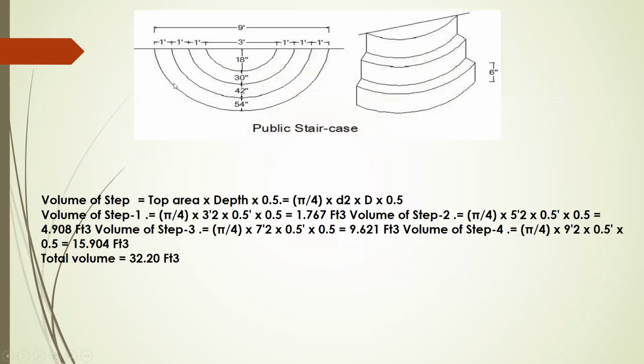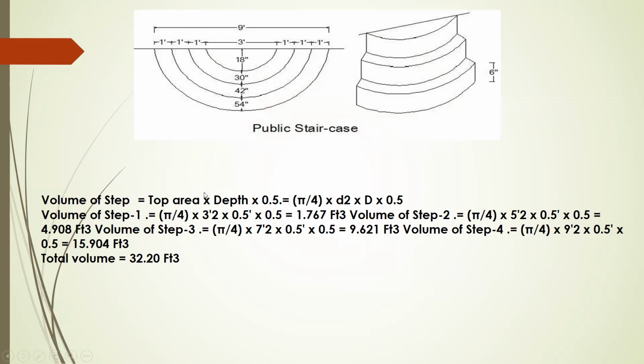Now public staircases. See, total length is 3. Inner circle will be 3 feet. The depth will be 18 feet. Then second circle will be 30 feet, 42 inches, and 54 inches. Each and everything 1 feet each. The height of the steps will be 6 feet.